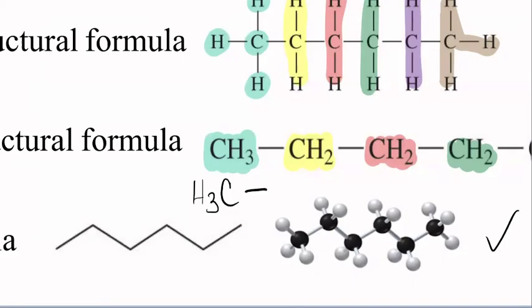Another thing that is important to note is that a skeletal structure, if it's hard for you to visualize in the beginning, can be turned into a condensed structure. And this is how we perform that. Since we know that the start of a skeletal structure has a carbon, it is important to also understand that at each vertex, there is a carbon atom.